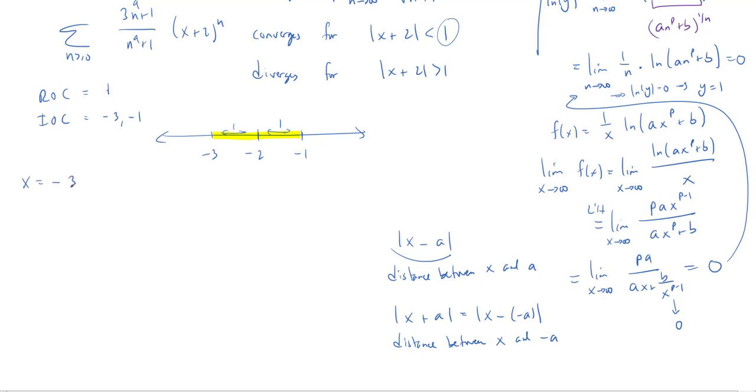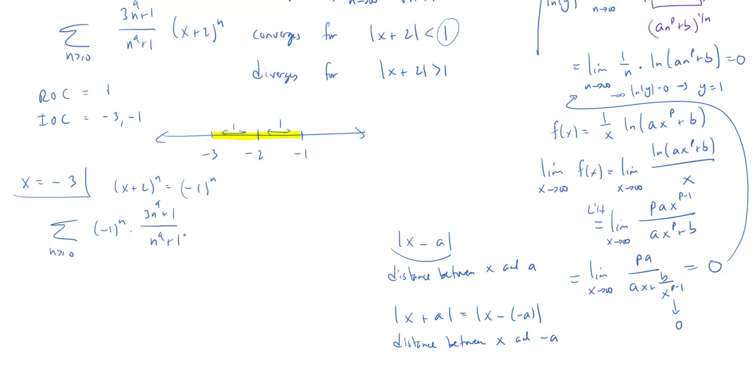So when x is equal to negative 3, let's see what our series becomes. x plus 2 to the n becomes negative 3 plus 2, which is negative 1 to the n. And so our series will have an alternator, and then 3n to the fourth plus 1 over n to the fourth plus 1. Now this looks like a good time to use maybe an alternating series test, because there's an alternator. Maybe not so fast. Let's take a look at this piece.